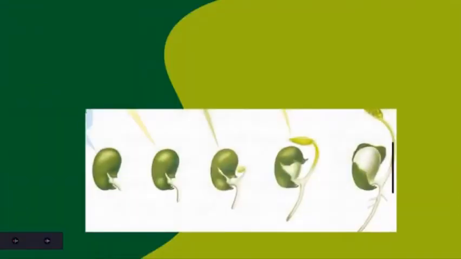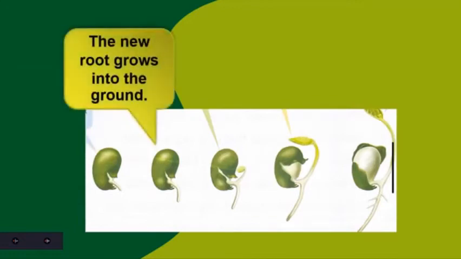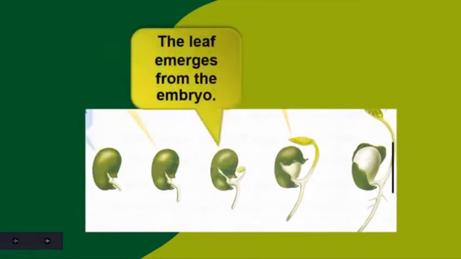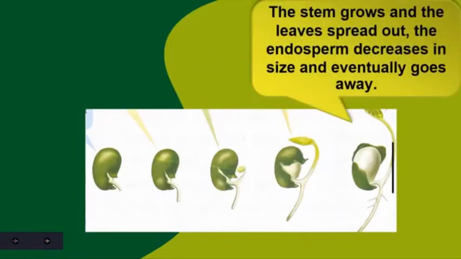This is how the seed germinates. First, the new root emerges. Second, the new root grows into the ground. Next, the leaf emerges from the embryo. Then, both root and leaf get bigger. And lastly, the stem grows and the leaves spread out. The endosperm decreases in size and eventually goes away.